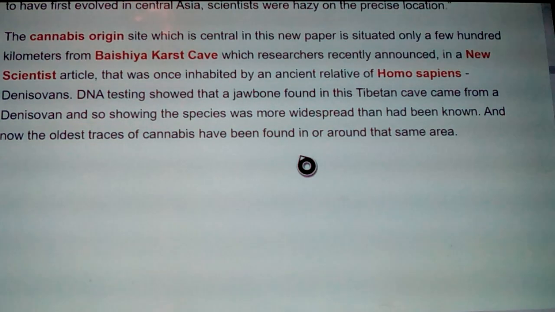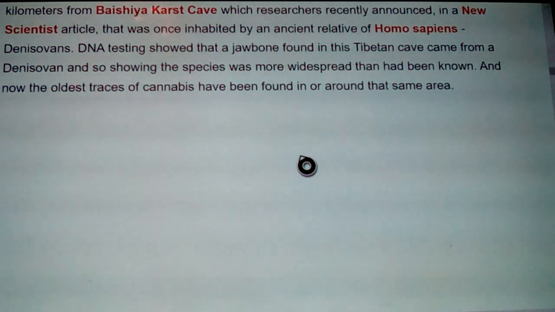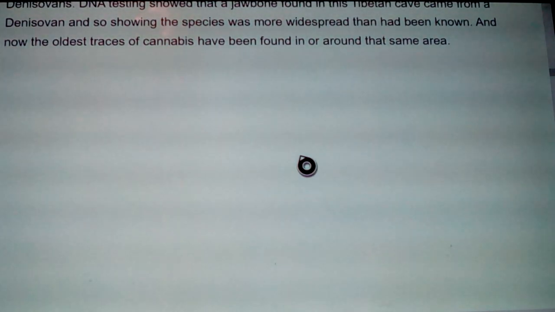DNA testing showed that a jawbone found in this Tibetan cave came from a Denisovan, and showed that the species was more widespread than had been previously known, and the oldest traces of cannabis have been found in or around that same area. Funny how they didn't have that in the scientific article that I had, but if you're not dealing with paleobotany people and these people, you don't really get it.